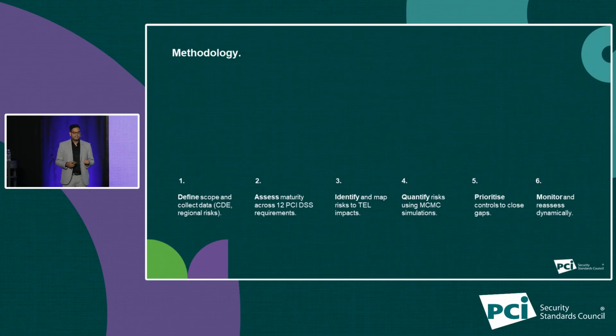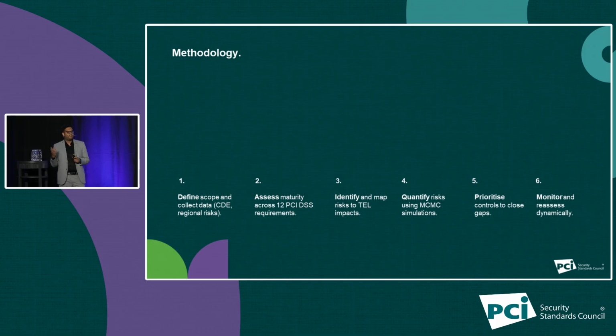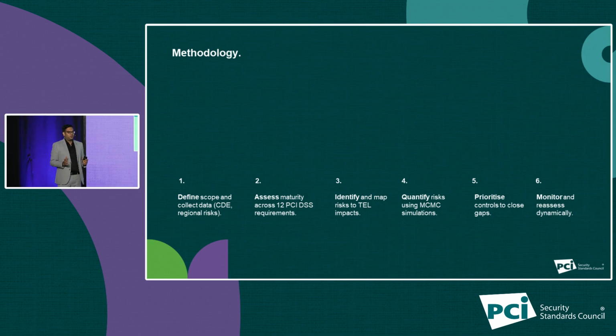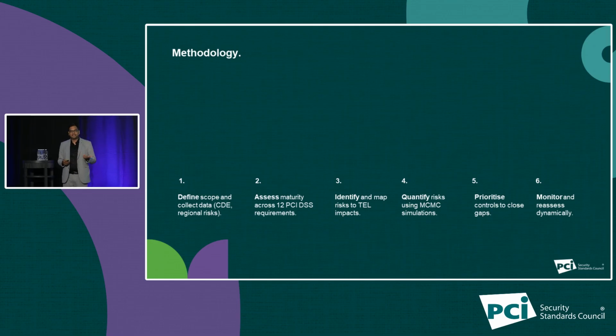Fourth, quantify risk using MCMC simulations. Now, what is MCMC? You might have seen a lot of quantification documents or quantification research that has been done. It talks about Monte Carlo simulations. All of us might have heard somewhere or the other about Monte Carlo simulations. But the challenge with Monte Carlo simulations is cybersecurity is not a static thing. It's a dynamic moving thing. And Monte Carlo actually fails when the thing becomes dynamic. For that, Markov chain Monte Carlo was introduced, and it gives better results. The fifth is prioritize controls to close those gaps. Sixth, monitor and reassess dynamically.